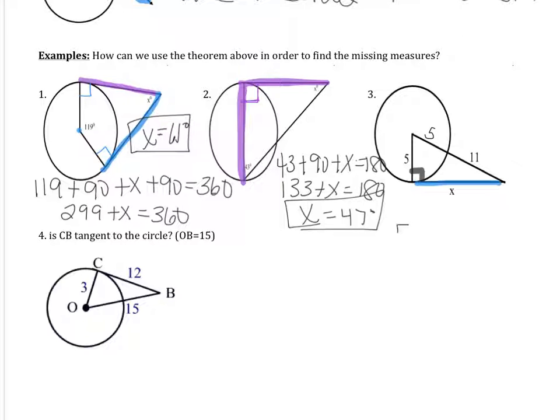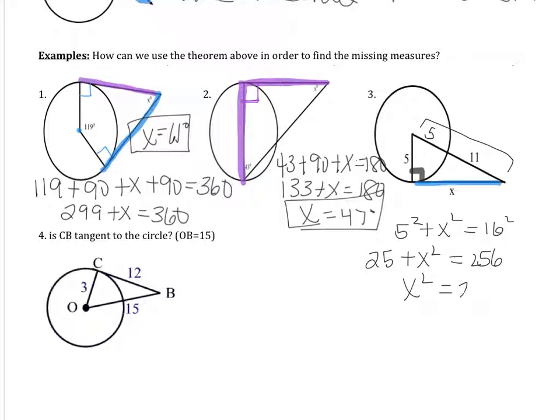Pythagorean theorem. So 5 squared plus x squared equals 16 squared. How did I get 16? I added my hypotenuse together. 5 and 11 make 16. So I have 25 plus x squared equals 256. So I'm now going to solve all of this in my calculator. I'm going to subtract 25. I get x squared equals 231. I am now going to square root 231. I get x is 15.2.